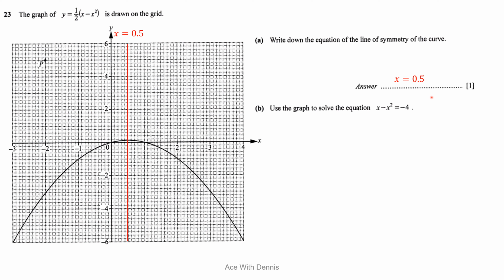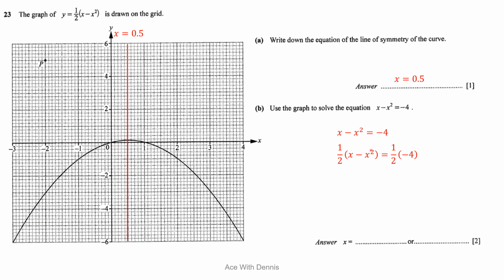B. Use the graph to solve the equation x minus x squared equals -4. 2 marks. In order to find the solution of this equation, we have to modify this equation so that one of the sides will be the same as half times x minus x squared. Then we can substitute this whole thing as y. So from here, I will divide by half for both sides. That will get half times x minus x squared equals half times -4.